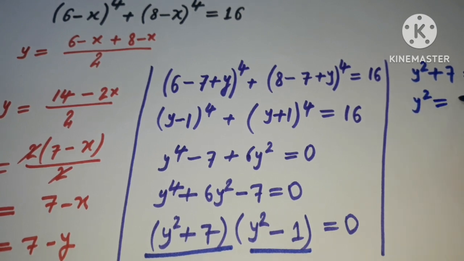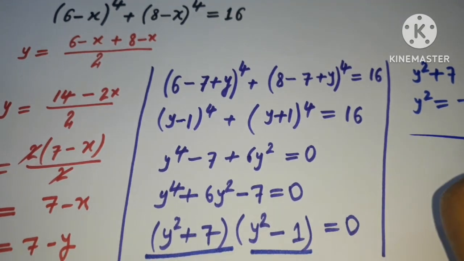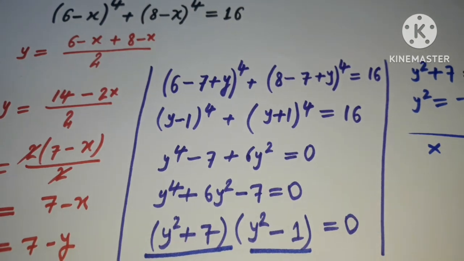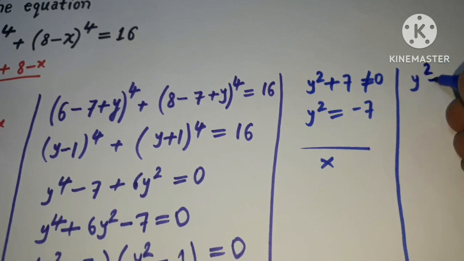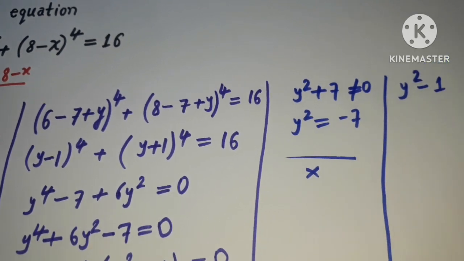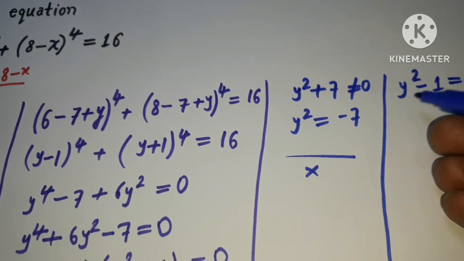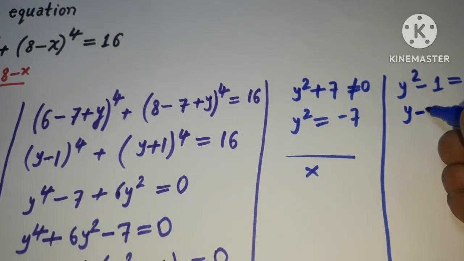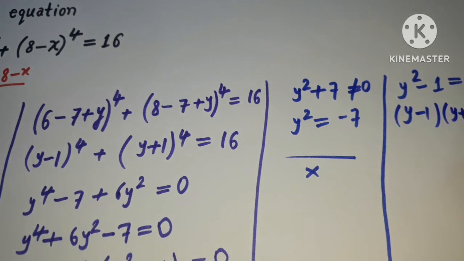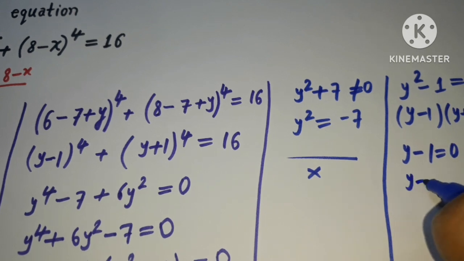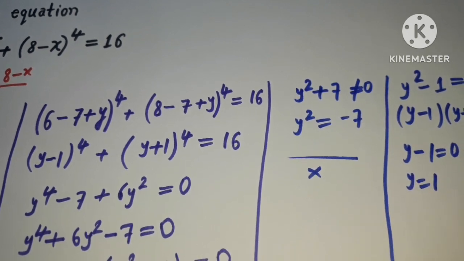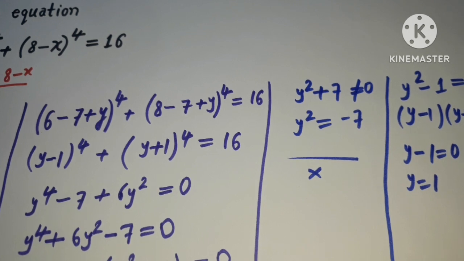because we don't have a real value for y here, because y^2 is coming negative 7. So I'm just going to reject it, and here I have y^2 − 1 = 0 over here. So (y − 1)(y + 1) = 0, so y − 1 = 0, so y = 1, and y + 1 = 0, so y = −1.